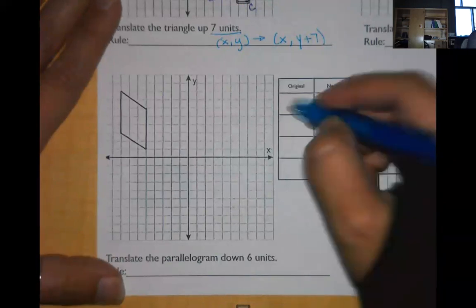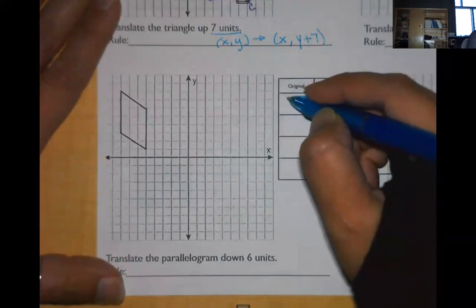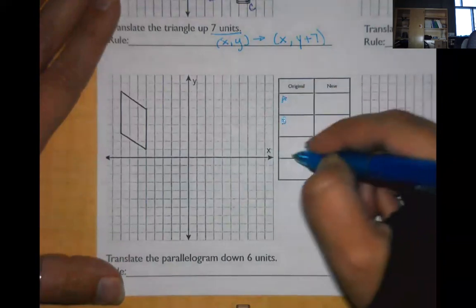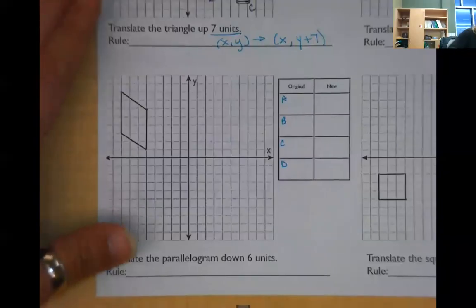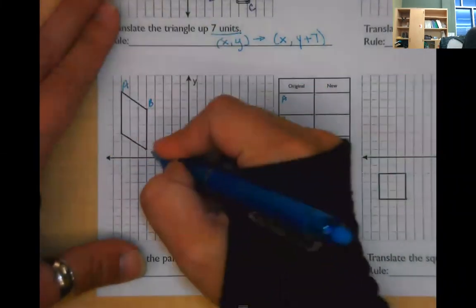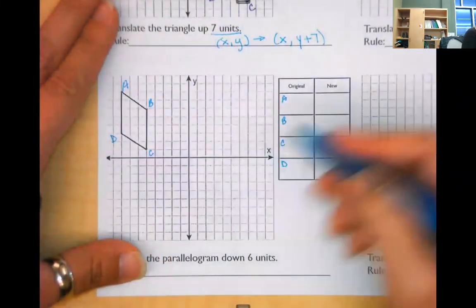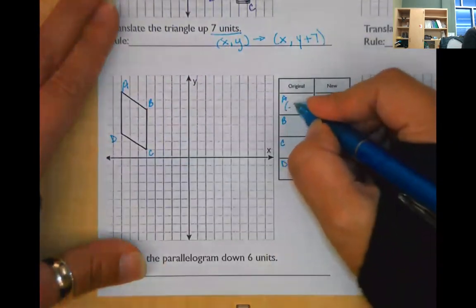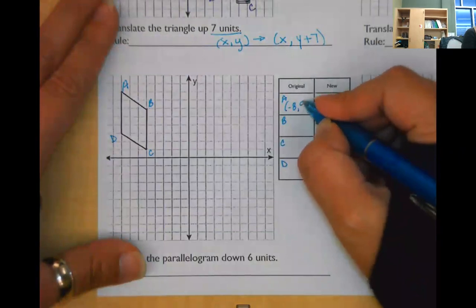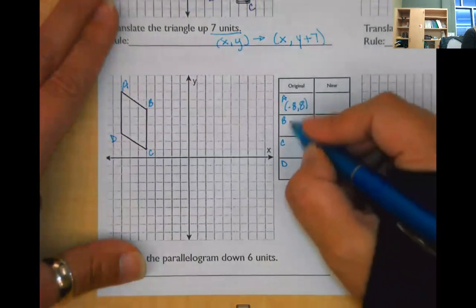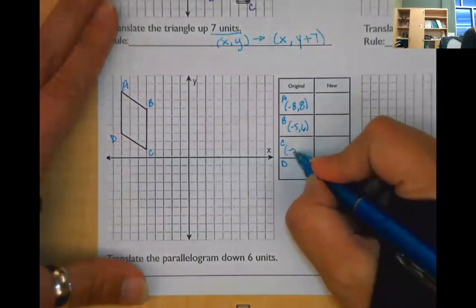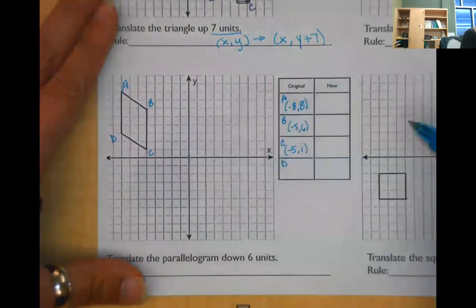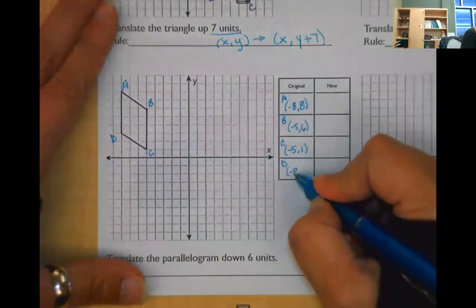So here we have, we'll call this A, B, C, D. If you count, I will tell you, I've already counted them earlier. So A is at -8, 8. B is at -5, 6. You guys have been graphing a long time, so I'm sure you can come up with these. C is at -5, 1, and D is at -8, 3.